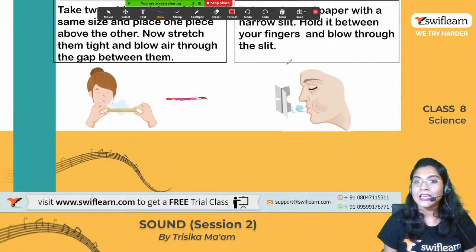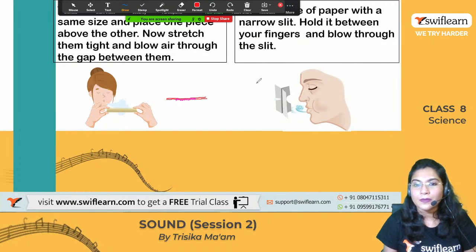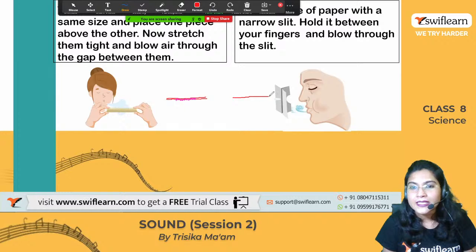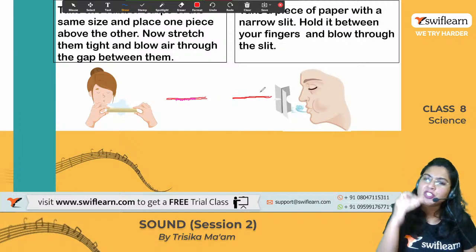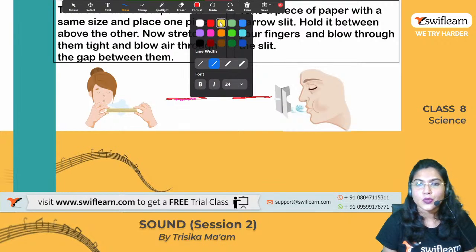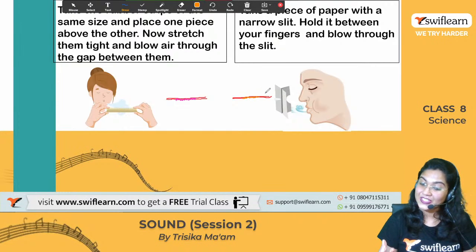You have to take two pieces of paper having a very narrow slit, and just blow through the slit. So what will happen? You will be able to find out that the vibration is happening between these two slits and the sound is produced, right?